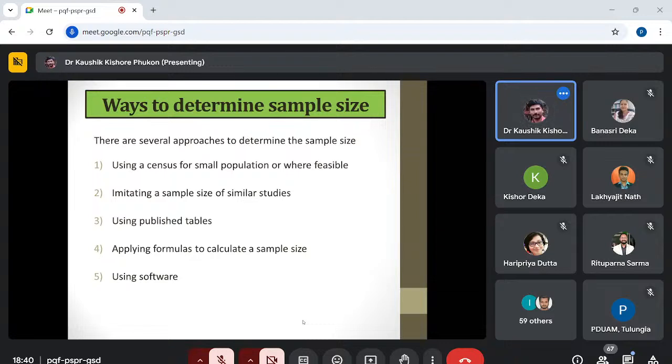Okay. So first, two things, no problem. Small population size, you use the census method. You study the whole population. Second, based on a literature review, you cite some research using published tables. We have some published tables to determine the sample size. Then you can use the formulas, and then there is software as well.